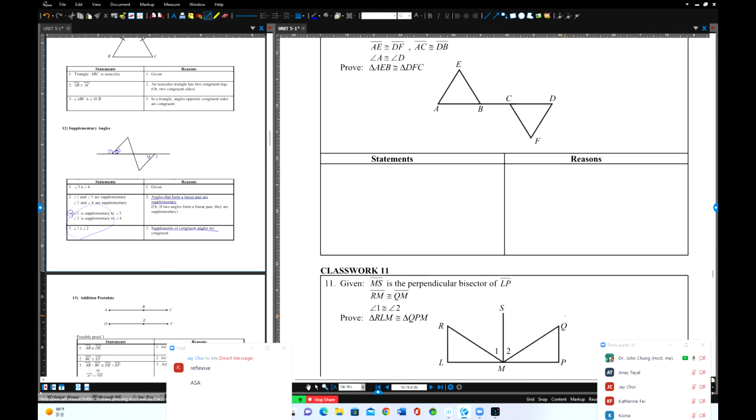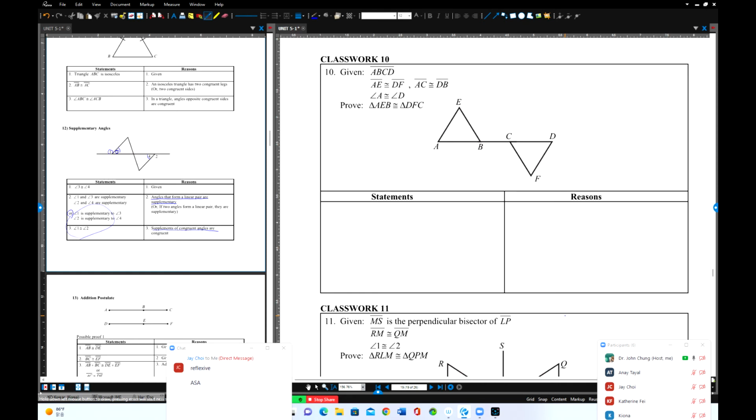Now another one over here, number 10. ABCD is a straight line. So what does this straight line mean? We can add these two, right? And up here, AE congruent to DF. AE congruent to DF. These two sides are fixed ones. We got one side already.